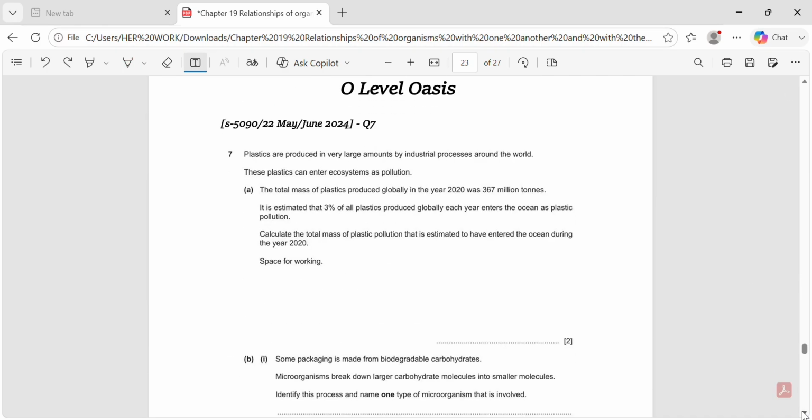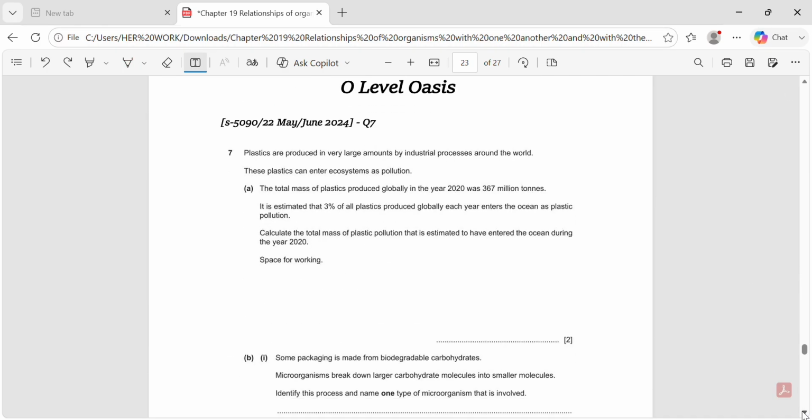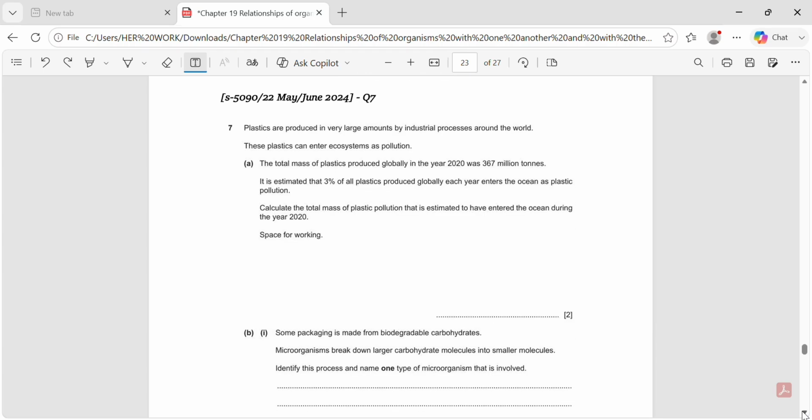Now let's move on to another paper 2 question. This question says, plastics are produced in very large amounts by industrial processes around the world. These plastics can enter ecosystems as pollution. The first question asks, the total mass of plastics produced globally in the year 2020 was 367 million tons. It is estimated that 3% of all plastics produced globally each year enters the ocean as plastic pollution. Calculate the total mass of plastic pollution that is estimated to have entered the ocean during the year 2020.